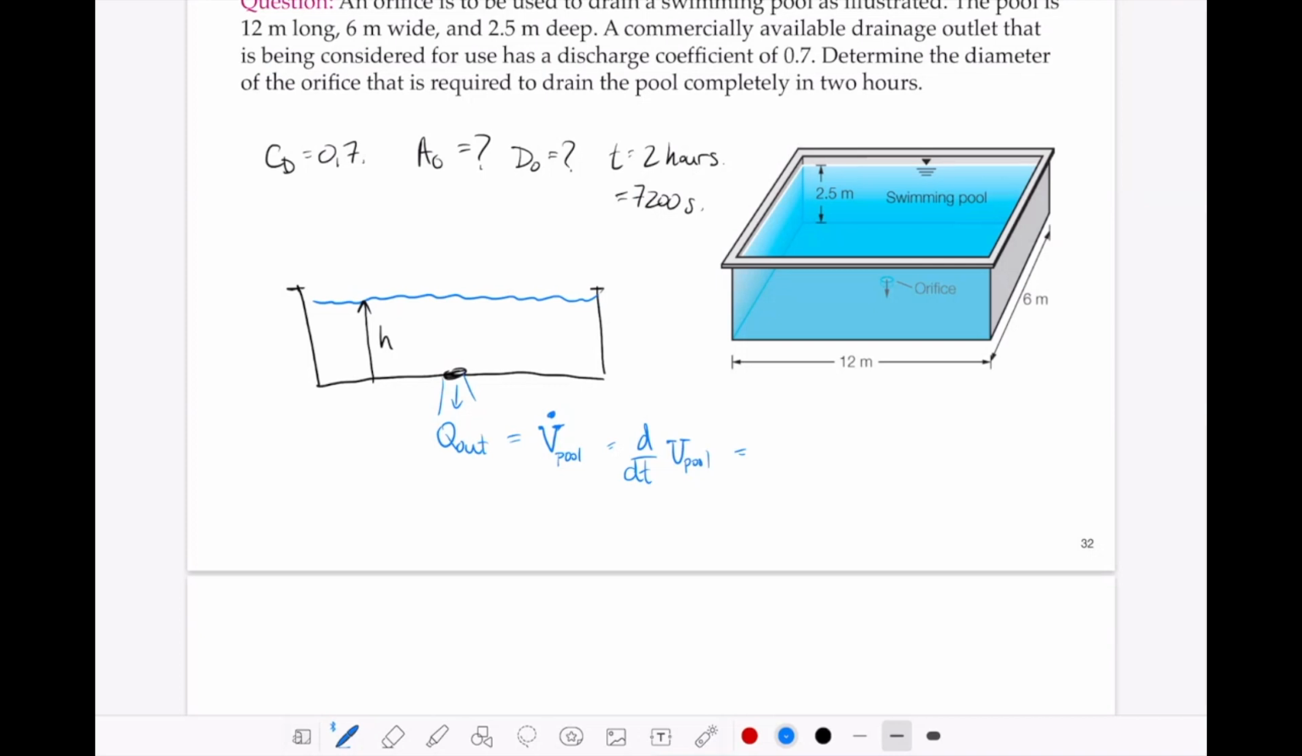So d dt of the volume of the pool. The volume of the pool is length times width times the depth, h. And the only thing that's changing with respect to time is that h. So this will be length times width times dh dt. Now there's one thing that we need to add here. This would be true if we were filling up our pool. So this is actually going to be equal to negative because we're draining our pool.